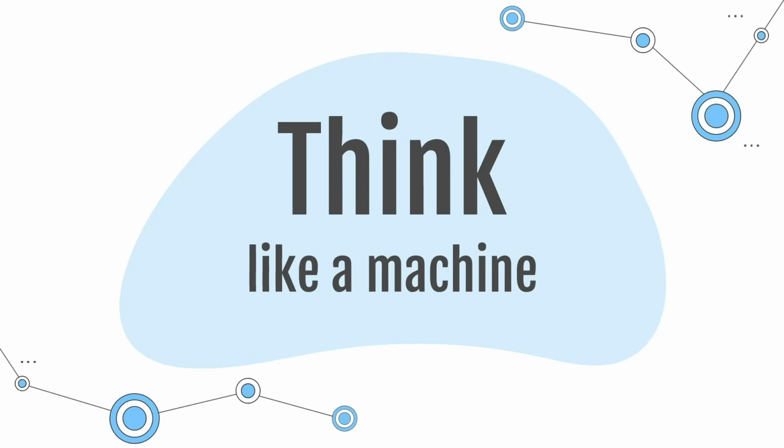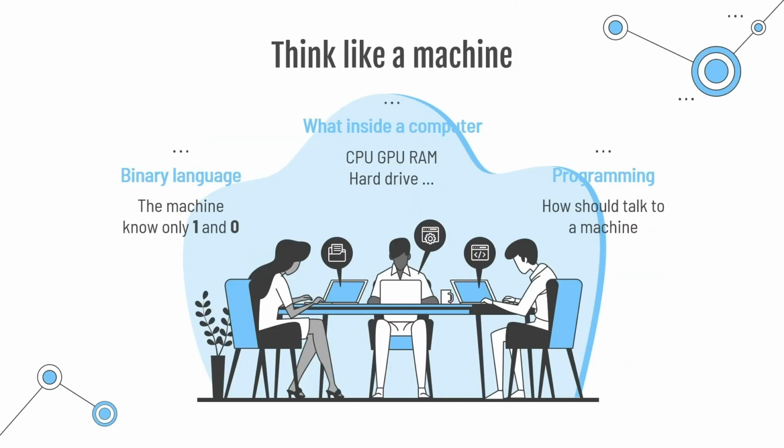What is thinking like a machine? You can simplify it as 3 things. First, the machine uses binary language. First thing you must know is that the machine uses the binary language. The machine knows only 1 and 0.